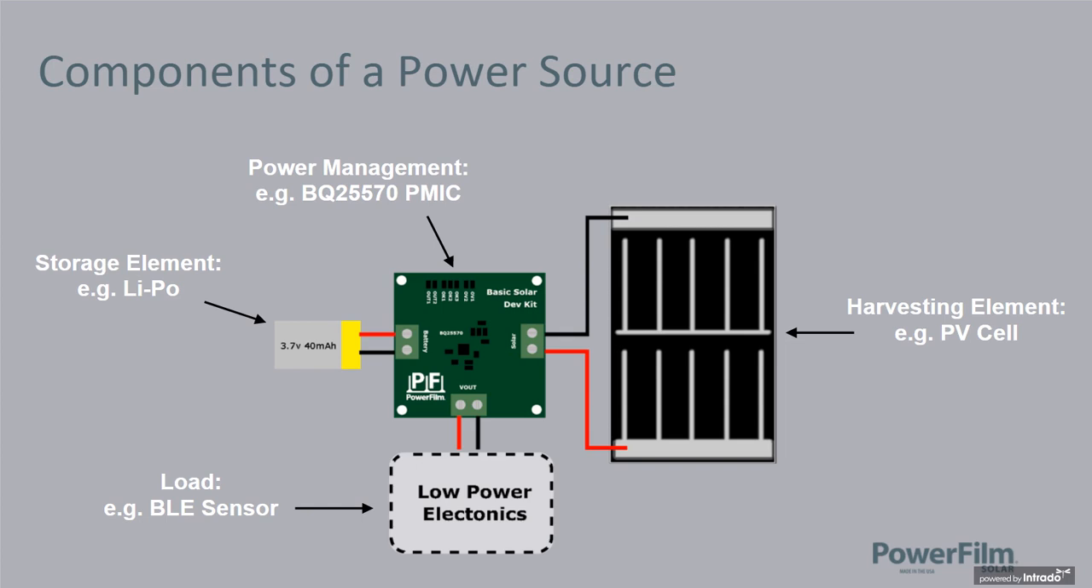So Martin talked about tools for optimizing power of your device, and I'm going to talk about how you optimize your power source for efficiency. When you look at a power source, you can break it down into several components. You have your power management circuitry or power management IC. You have a storage element, for example, a lithium battery. You have your load, which is your low power electronic or your device, like a Bluetooth sensor. And then, of course, you have your harvesting element, such as a PV cell.